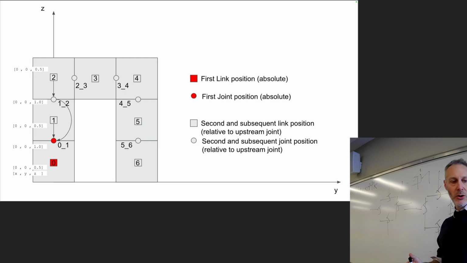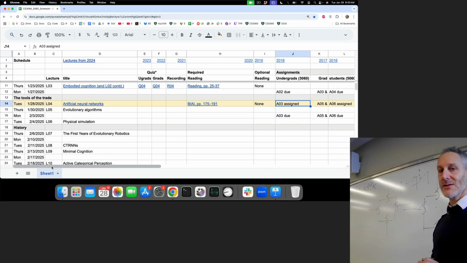Okay, any other questions about relative and absolute coordinates, joints, assignment 3? Going once, going twice? Okay, all right, back to lecture.